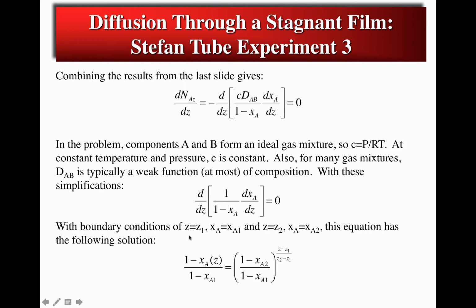We use boundary conditions that at the gas-liquid interface at Z1, XA is equal to XA1, and at the top of the tube, XA is equal to XA2. Often this value will be essentially 0, and XA1 will be given by thermodynamics, as we'll see here in a moment. And with these boundary conditions, we can solve this differential equation, and you should work this out for yourself to get the concentration profile of A that is shown here.